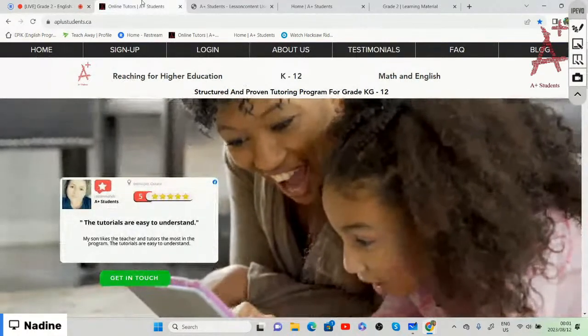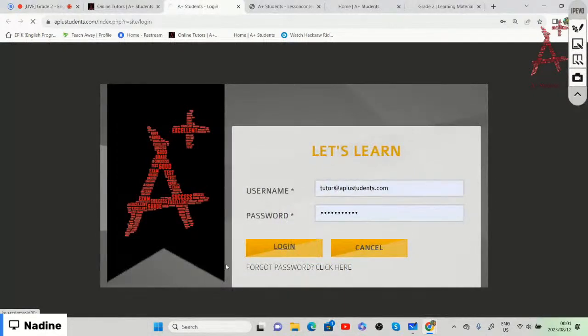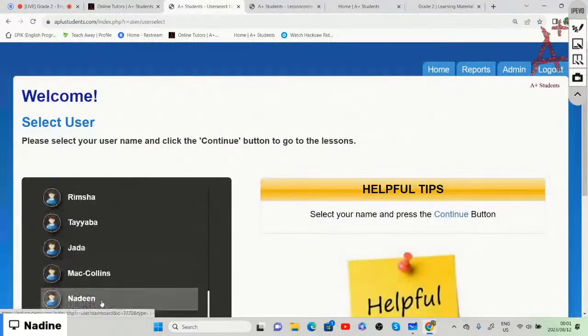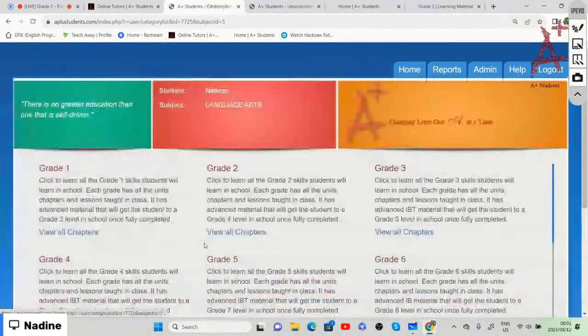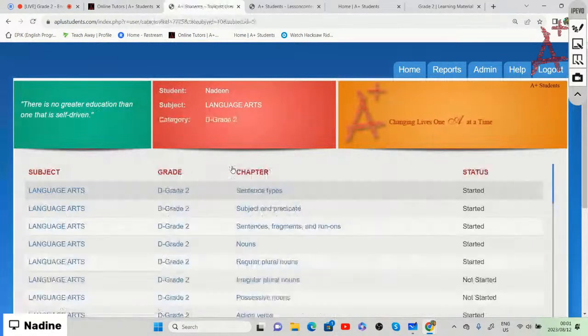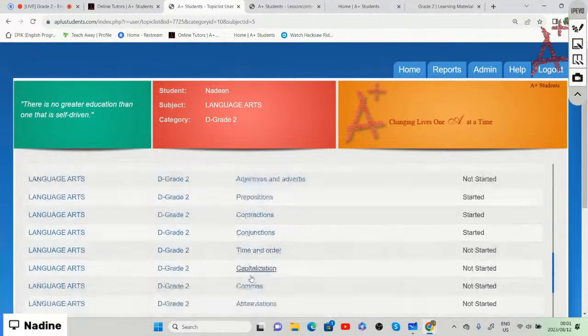Once you've logged into aplusstudents.ca with your username as well as your password, we're going to select the subject of language arts, which is English, grade 2. So we've selected the subject of language arts, grade 2. Now we are at our different chapters, and we're going to scroll down our chapters until we get to compound words.